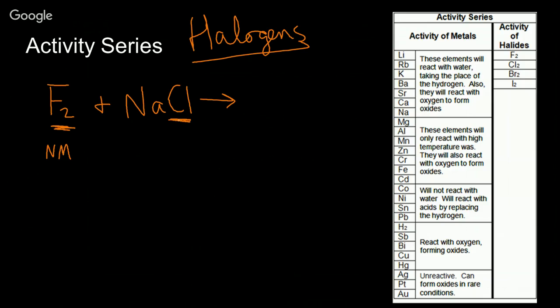Well, we look over to the right and we see fluorine right here and chlorine right below it. So fluorine is higher up on the activity list than chlorine, so this reaction does work. And we get Na plus and F minus, and chlorine is diatomic, so it's Cl2. Now this together, if we balance the charges, would give us NaF. Okay, so this reaction is successful.